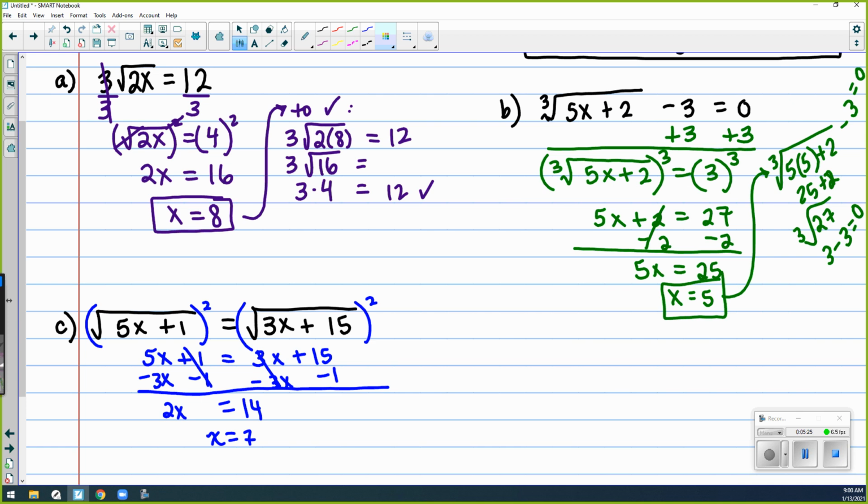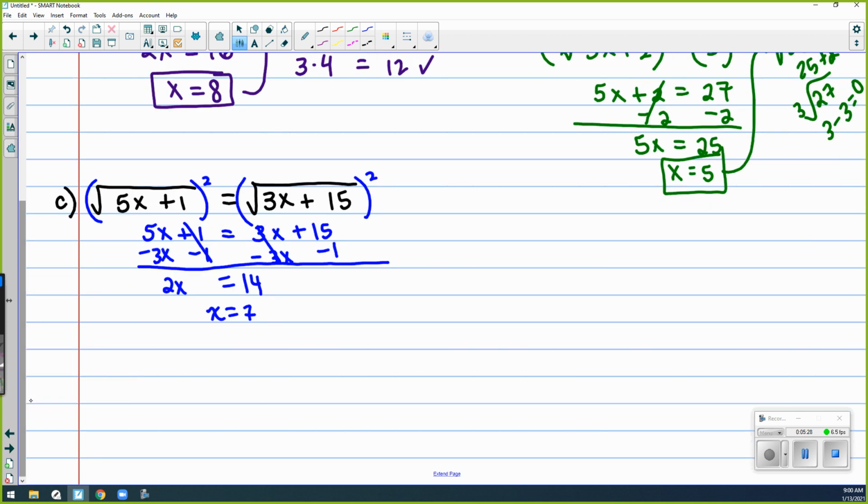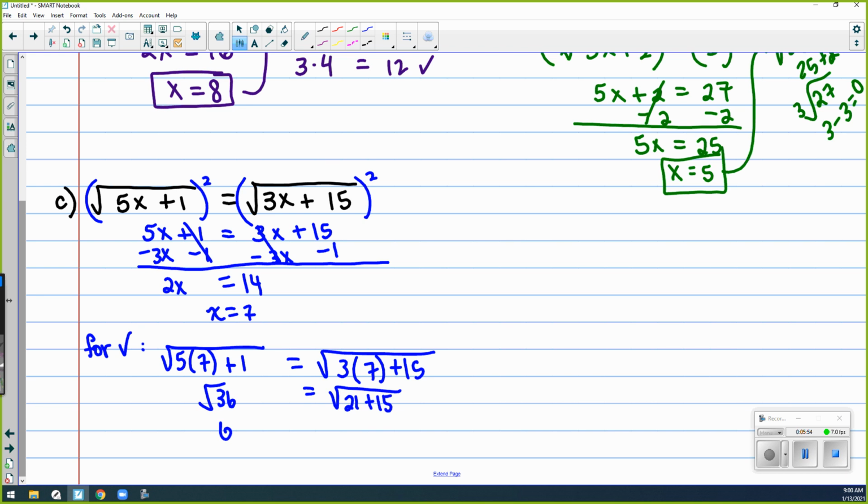I don't know if I should lock that in as an answer just quite yet. We better check for extraneous solutions. So to check for the extraneous business, the square root of 5 times 7 plus 1, that would be the square root of 36, which is just 6. Hopefully that's going to be equal to the square root of 3 times 7 plus 15, or in other words, 21 plus 15, which would be 36, whose square root is also 6. And yep, 6 is equal to 6. That checks out. Lock it in. X equals 7 is our final answer.